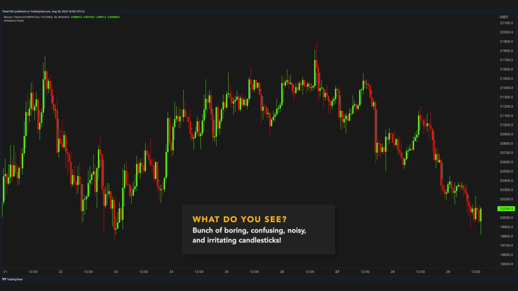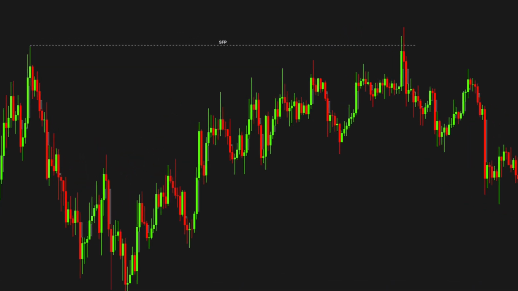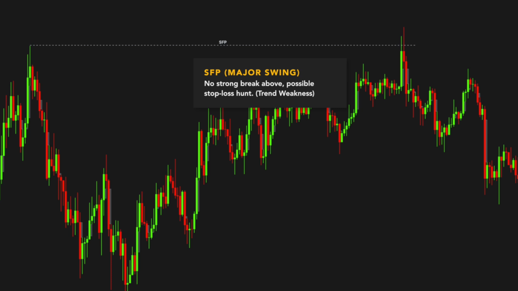What do you see when you look at this chart? Bunch of candlesticks and confusing price movements. Well, years ago I was like you. Do not worry. With time you'll be like me. It is like taking the red pill and seeing the matrix. You can see the swing failure pattern right here. Price fails to make a break above. This indicates to me that price came here to hunt stop losses and has not much intention to go above.